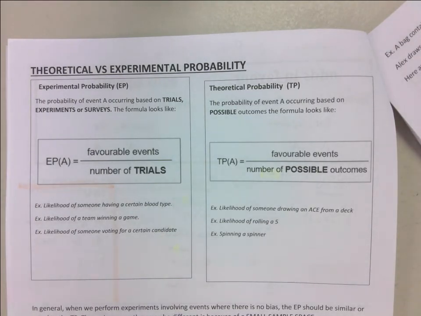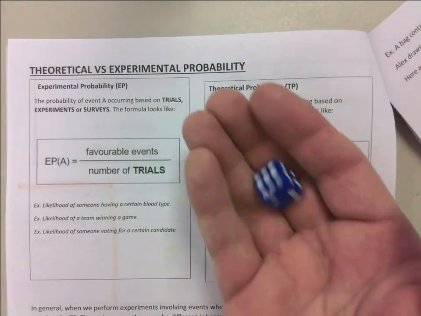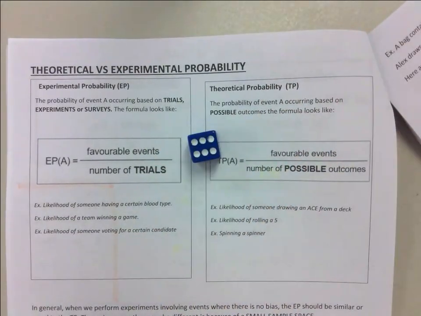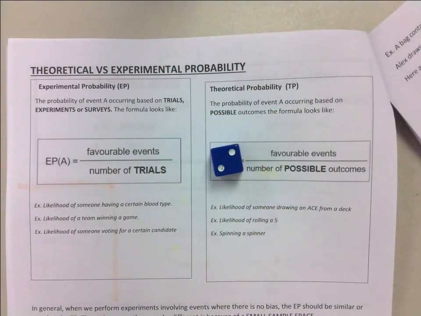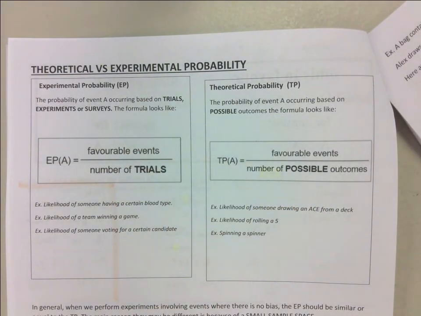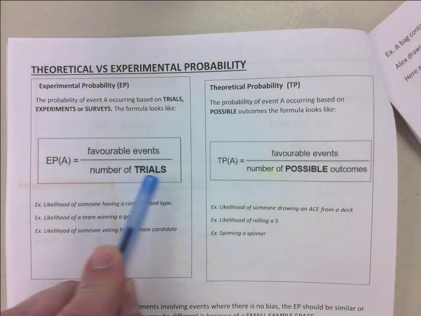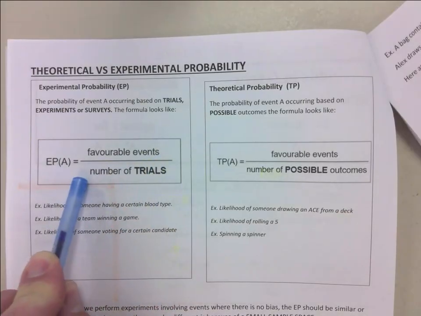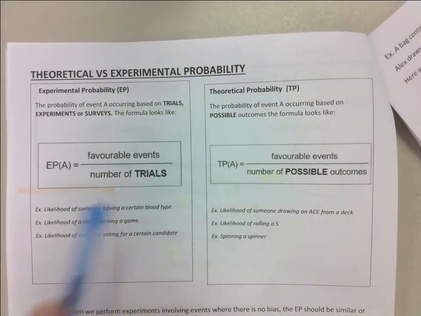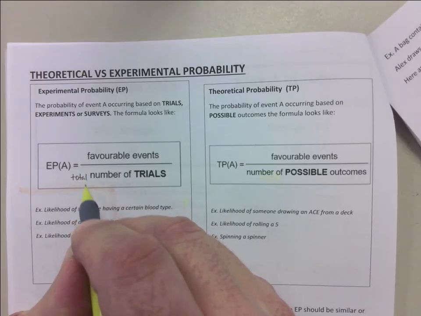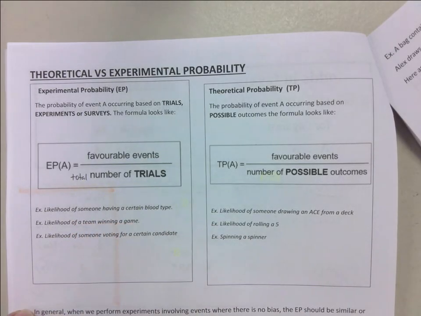So, let's say one of the assignments is, okay, I want you to roll the die 100 times. Record 1, 6, 2, right? So you're recording. You're doing an experiment. You're actually keeping track of your results. That's when we have the total number of trials underneath. So it's still favorable events over total number of trials. Can you write down total? Because I don't want you to forget that. Total number of trials.